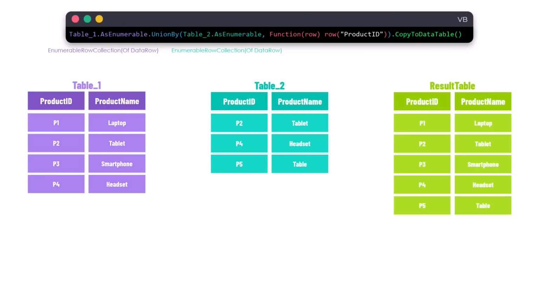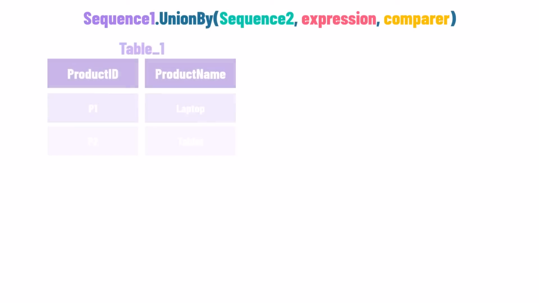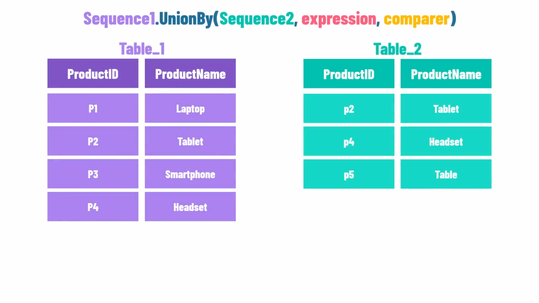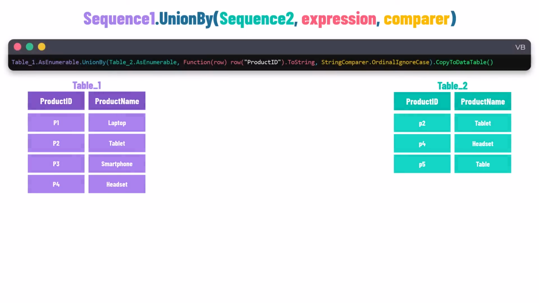Let's now move on to the second overload, which incorporates a comparer. Let's take the same example about the data tables to understand it better. Suppose we again have the same two tables, but now the content of the product ID column is written in lower or uppercase. Our goal is to unify these tables by product ID without serving up any duplicate entries, regardless of case. Here's the query to do that.